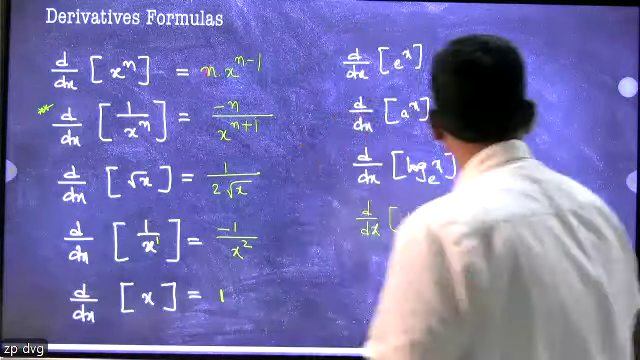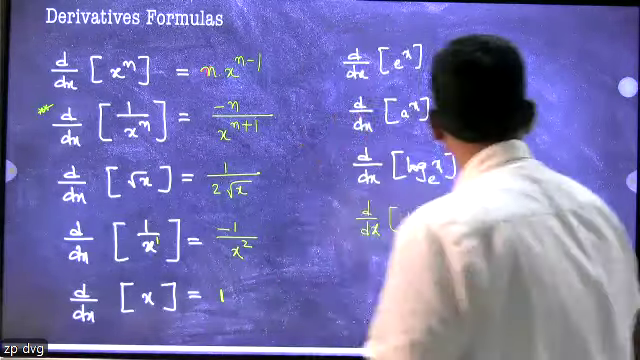Now, derivatives of trigonometric functions. After algebraic functions, derivatives of trigonometric functions. Let's see what formulas we have. 6 trigonometry formulas. I hope you are all familiar with these formulas, right? Derivative of sin x is cos x. Derivative of cos x is minus sin x. Derivative of tan x is secant square x. Derivative of secant x is secant x into tan x, right?